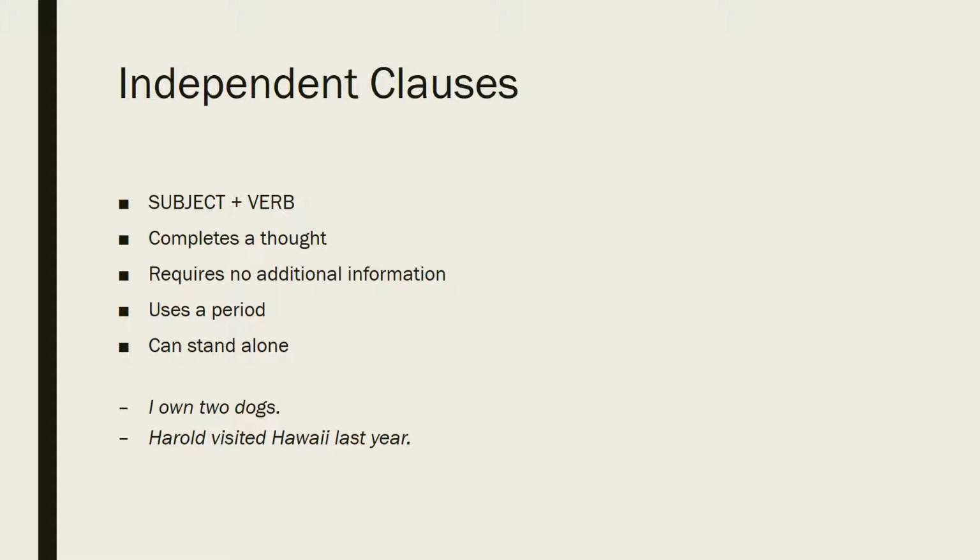And so when you have an independent clause, you're not waiting for more information. You're not waiting for the writer to say something else. The thought is complete. And so here I have 2 examples. I own 2 dogs. It's a complete thought. The subject is I, the verb is own. There are no transitional phrases that indicate that you're waiting for other information, and it ends with a period. So this is an independent clause.